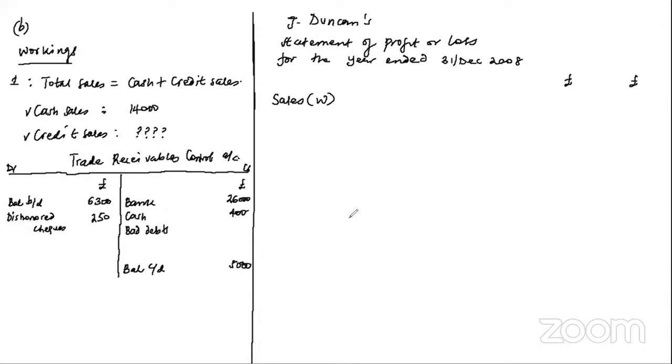Bad debts, we have 400. Then we also have the returns, we have 1,200. That's it for the receivables control account. What I'm going to do is balance off this account, then find the balancing figure, the sales figure.